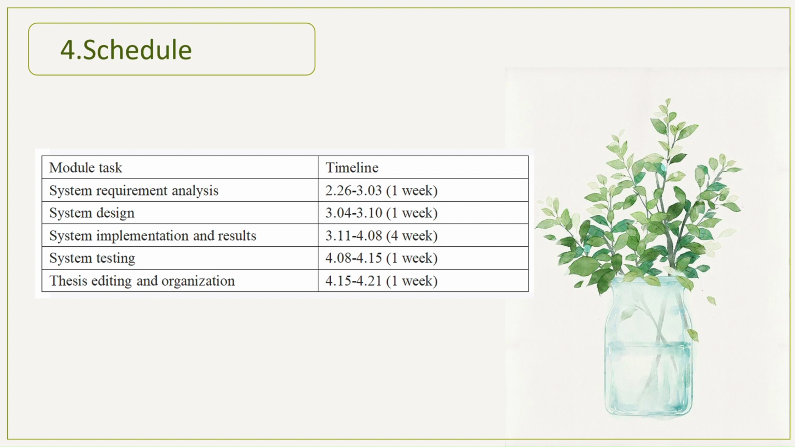Here is my thesis schedule, and we can see I divided it into 5 parts. The first one is system requirement analysis. This part takes 1 week, and the system design. This part also takes 1 week. System implementation and result. This part is longer, 4 weeks. System testing, this part takes 1 week. And finally, the thesis editing and organization, this part takes 1 week.